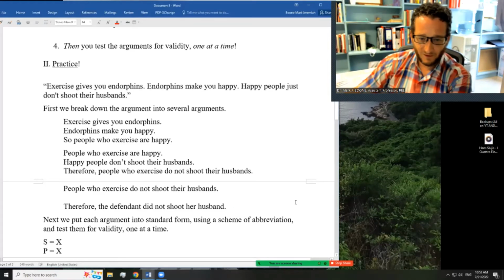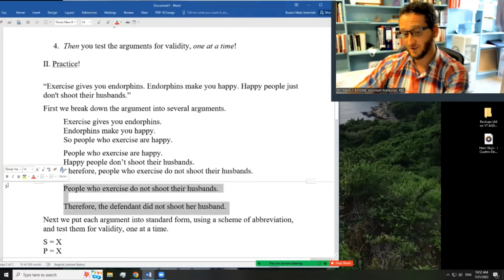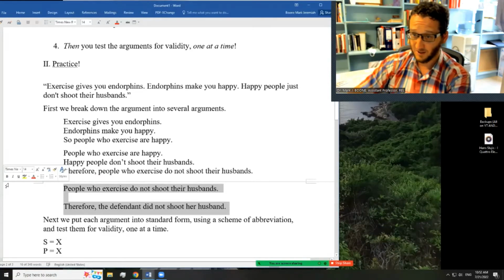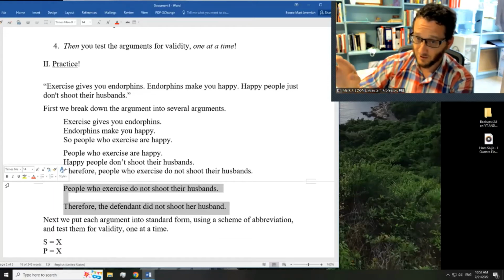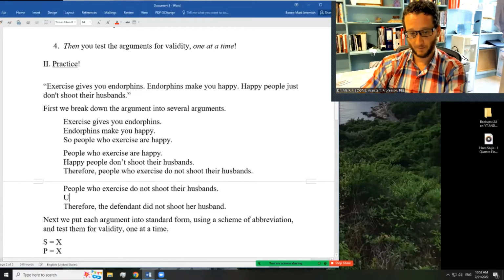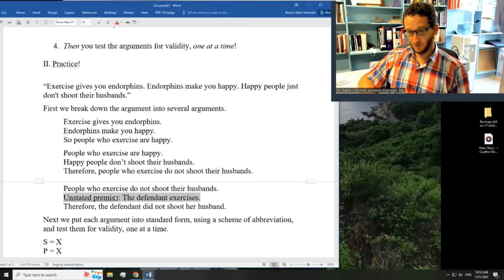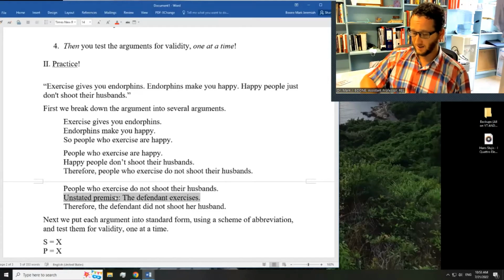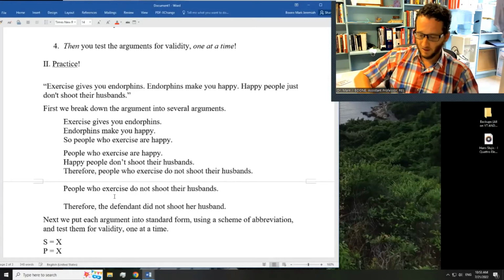All right, so you might notice that the premise, people who exercise do not shoot their husbands, does not get you to the conclusion, therefore the defendant did not shoot her husband, unless we know that the defendant exercises. So I think we need to add that in as an unstated premise, one obvious from context, at least in the film.